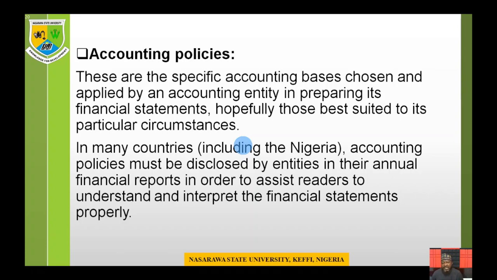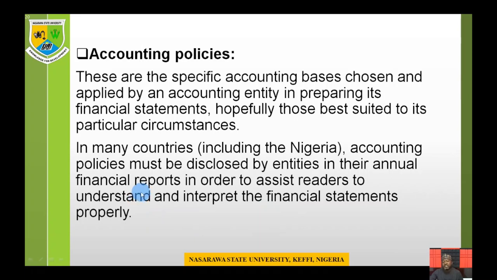These are the specific accounting basis that have been chosen and applied by an accounting entity in preparing its financial statements. It is expected that these are basis that best suit the particular circumstance of such a company as the case may be, or such an organization. In many countries, including Nigeria, accounting policies must be disclosed by entities in their annual financial reports in order to assist readers to understand and interpret the financial statements properly.